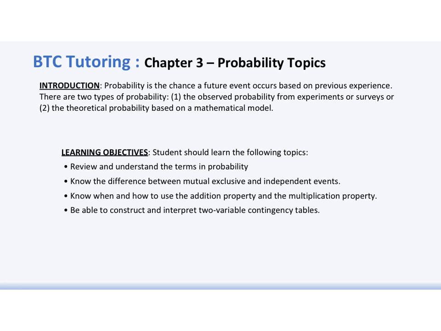Our learning objectives in this chapter are that students should learn the following topics from the chapter in the book. Review and understand the terms in probability. Know the difference between mutually exclusive and independent events. Know when and how to use the addition property and the multiplication property, and be able to construct and interpret a two-way contingency table.